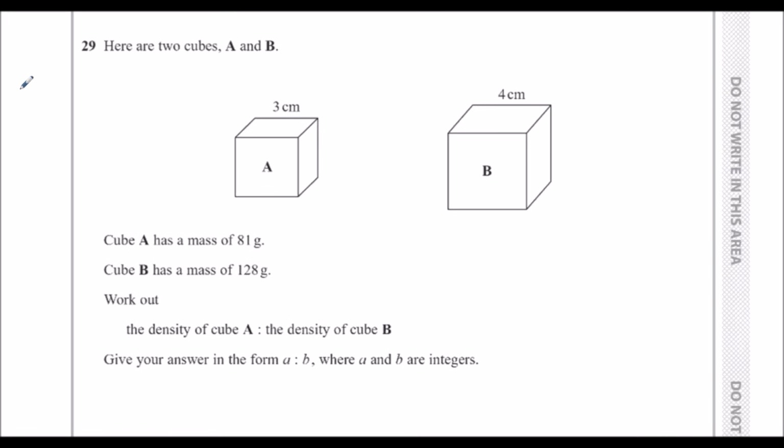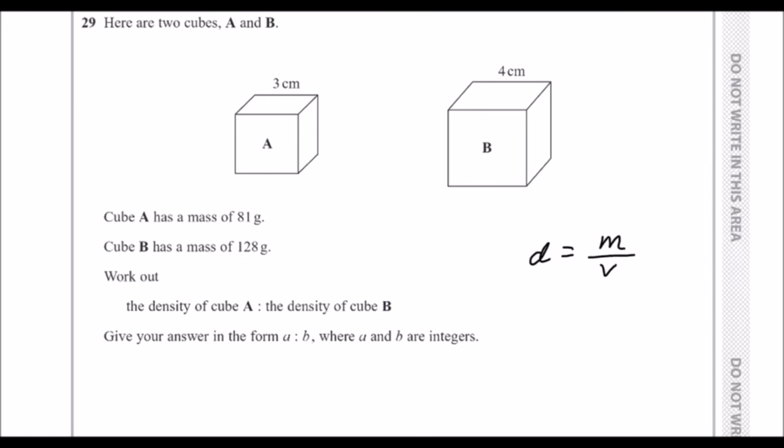Question 29. Here are 2 cubes, A and B. Cube A has a mass of 81 grams. Cube B has a mass of 128 grams. Work out the ratio, the density of A to the density of B. So we're using density equals mass divided by volume. So we've been given the mass for A and B. We haven't got the volume, but we can work it out.